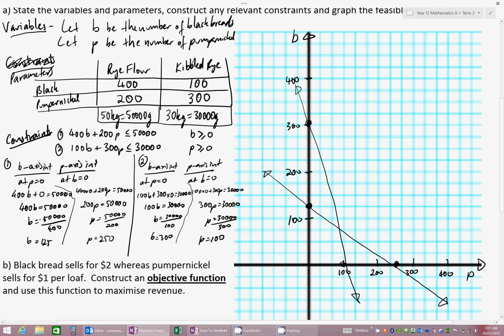So both of these are less than, so that means we're shading down, and we've got greater than 0 for both of these. So P is greater than or equal to 0, so there's a line on the P axis, there's a line on the B axis, pushing it all through. Here's the shaded region, or the region of feasibility rather.